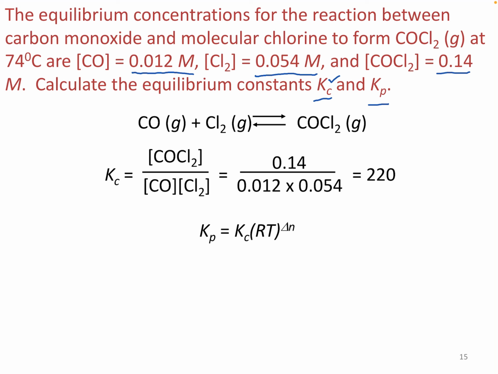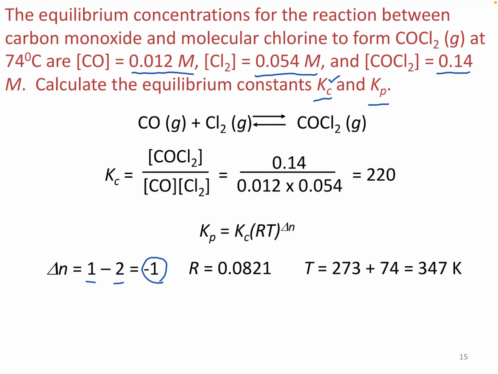So Kp equals Kc times (RT)^Δn. The most important thing we need to do here is figure out what Δn is. It's the moles of gas phase product minus the moles of gas phase reactant. There's 1 mole on the right side, 2 moles on the left side. So we get Δn equals -1: 1 mole of COCl2 minus 1 mole of CO minus 1 mole of Cl2 gives us -1. So that means Kp equals Kc times (RT)^-1.